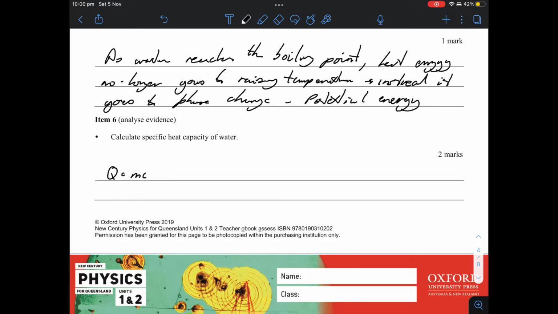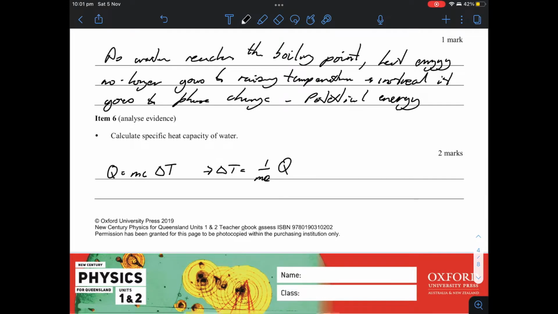Right, you should remember this formula, Q equals MC delta T. You put some heat in, it tells you how the temperature changes, or if the temperature changes, how much heat went in. So we can use this formula and look at our graph to try to work out the specific heat capacity of water. We'll rearrange it because we've got T versus time, but start with T versus Q. Our temperature change will be 1 on MC times Q.